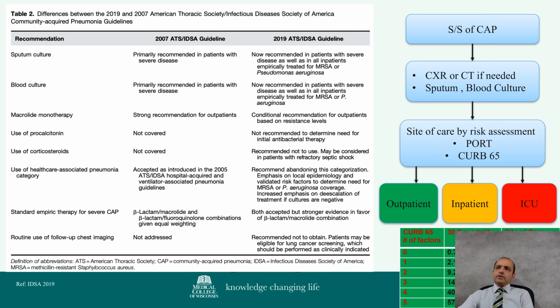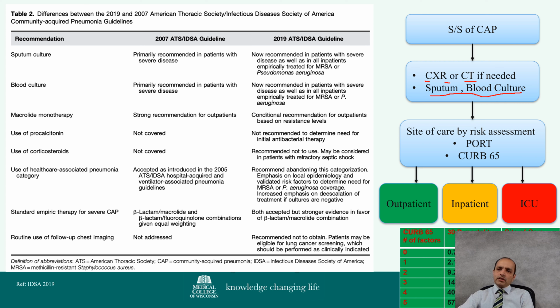So let's talk about pneumonia. So community-acquired pneumonia. So somebody presenting with the signs and symptoms of community-acquired pneumonia, somebody with a fever and cough. So you send chest X-ray in selected people. You do chest X-ray. You send sputum and blood cultures, and then you risk assess by the use of PORT or with the use of CURB-65. Either is fine.